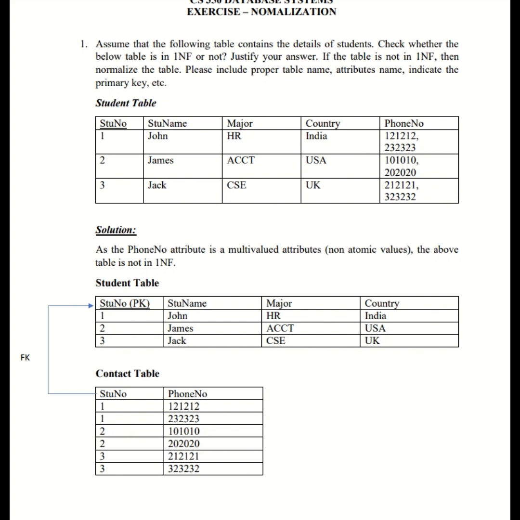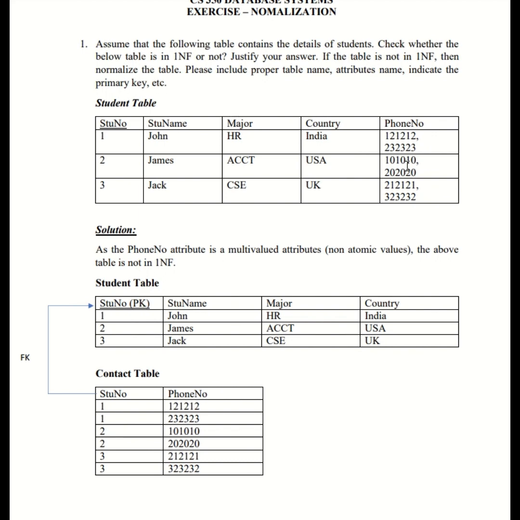Include the proper table name, attributes, and indicate the primary key and all. So let's look into the student table. The student table contains 5 attributes: student number, name, major, country, phone number.